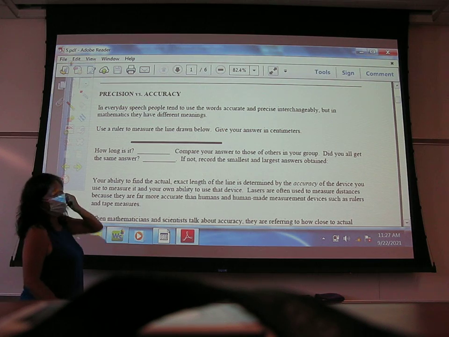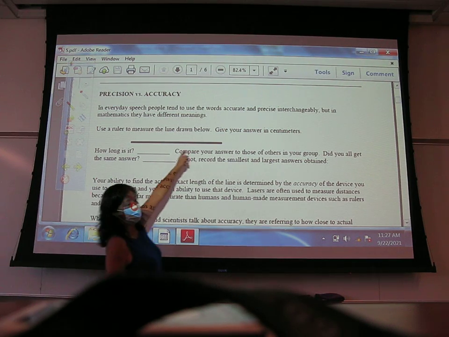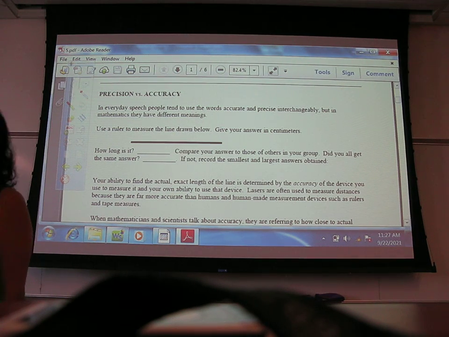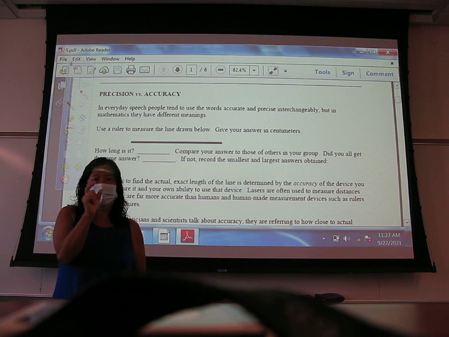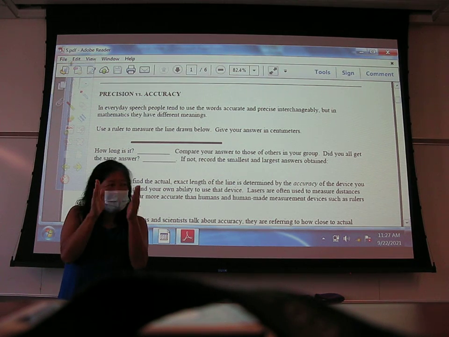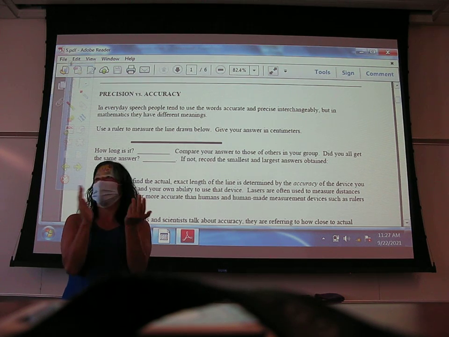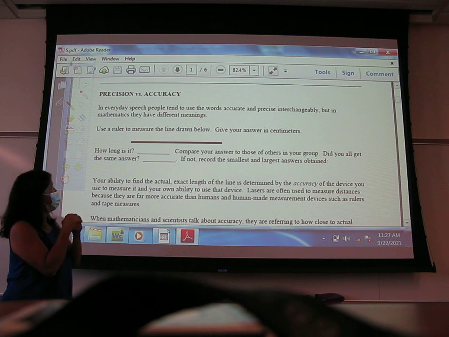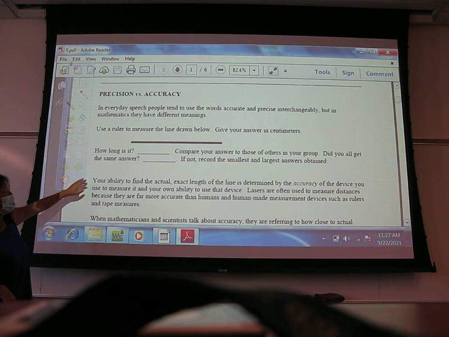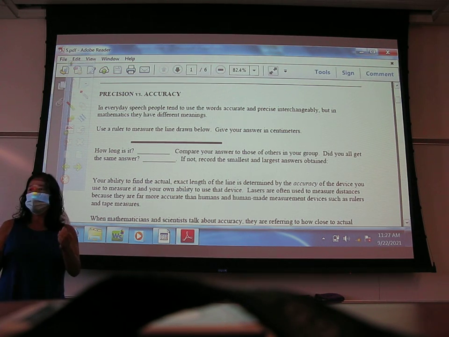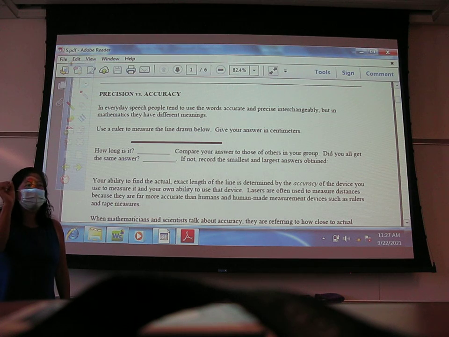So I didn't bring rulers today. If we were to measure this line below, all of you would get similar answers, but you might all be off by a tiny bit from each other. Does that make sense? Because everybody measures slightly differently, like where they start, where they finish, there's a little bit of variation from person to person. So your ability to find the actual exact length is determined by the accuracy of the device you use to measure, right? How accurate your ruler is. Like some of them might have a wider line or a thinner line. You know what I mean?